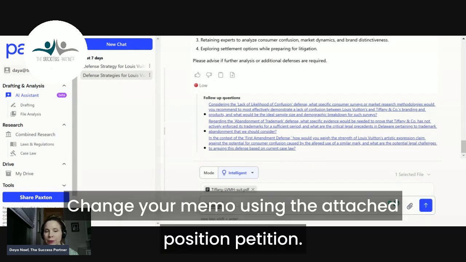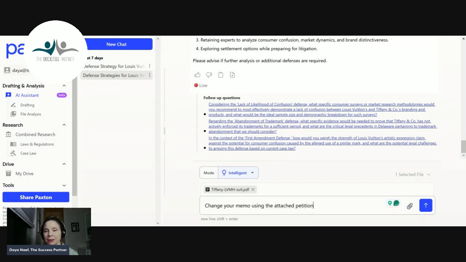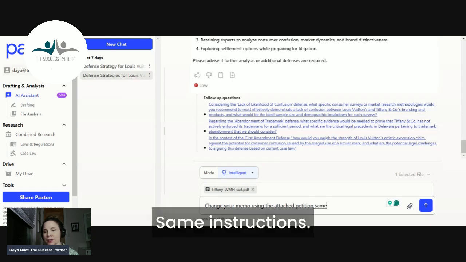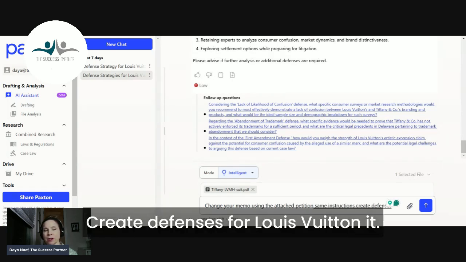Change your memo using the attached petition. Same instructions, create defenses for Louis Vuitton.